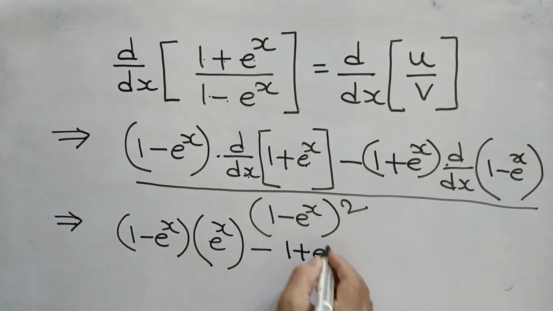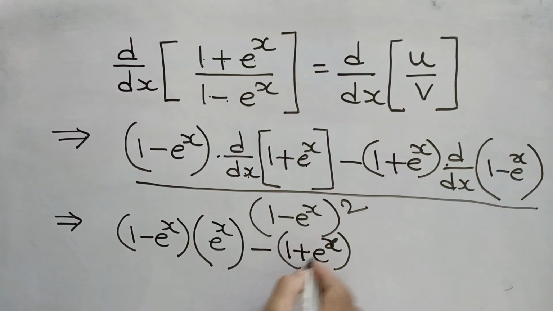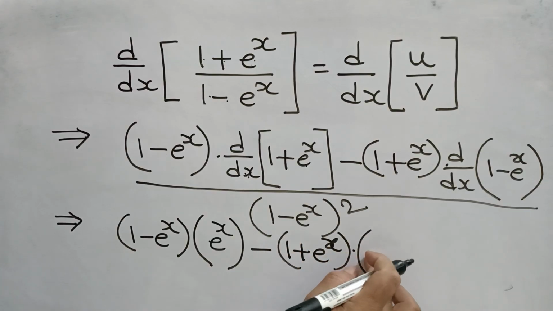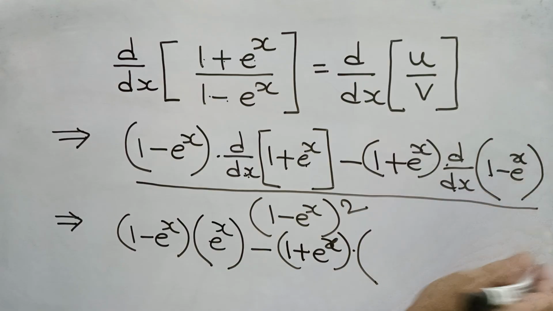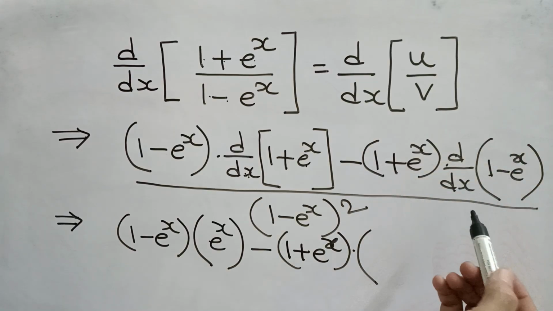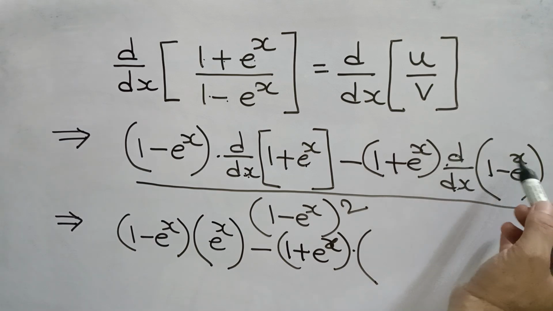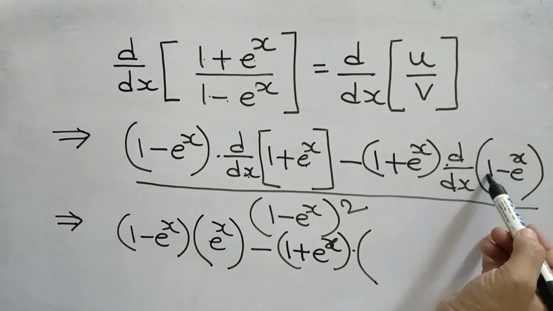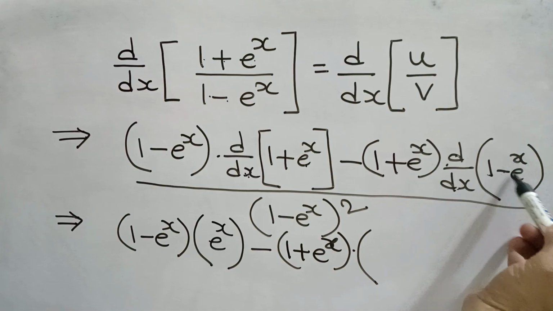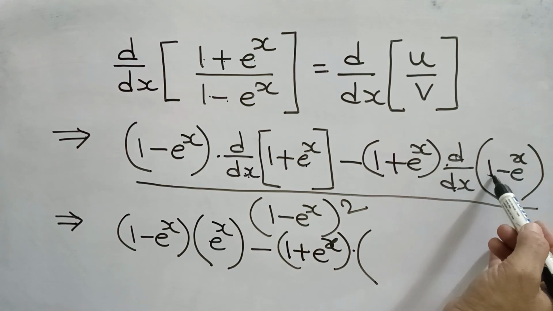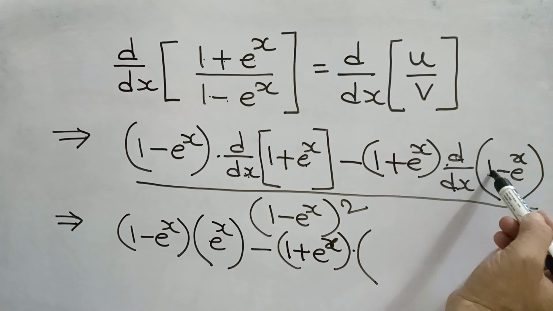1 plus e power x as it is, into, put that bracket open here, d by dx of 1 minus e power x. Now you people should answer me, d by dx of 1 minus e power x. As we have two terms here, 1 is the first term and minus e power x is the second term. Therefore, d by dx of the first term, d by dx of 1, it is a constant, therefore 0. D by dx of 1 is 0.